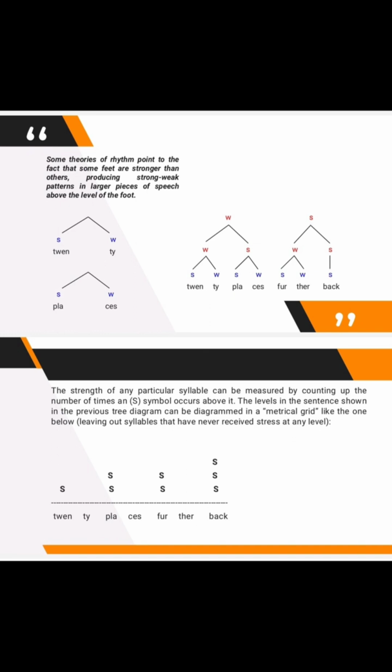We also have what is referred to as the metrical grid, which of course depends on the rhythmical tree diagram. It's just a line, a dashed line, or a diagram that shows which syllable is the strongest in the sentence. Of course, it shows that by counting the number of S's that occur above that syllable. In our example, twenty places further back, the syllable back is the strongest because it has more S's than the other syllables.